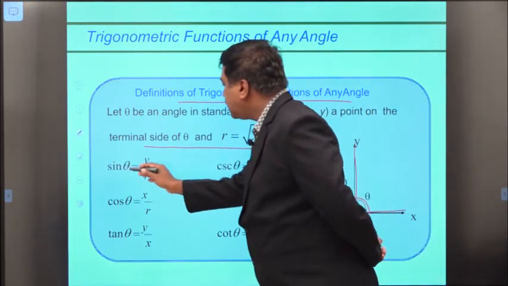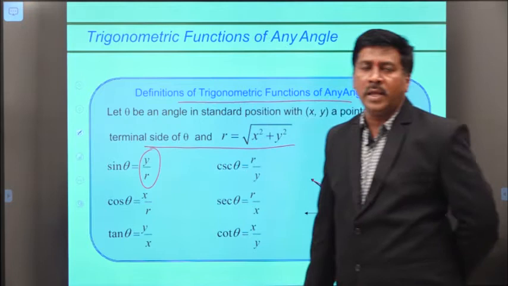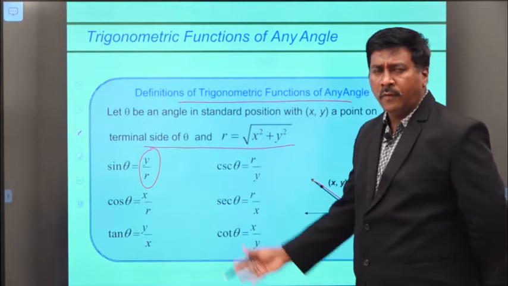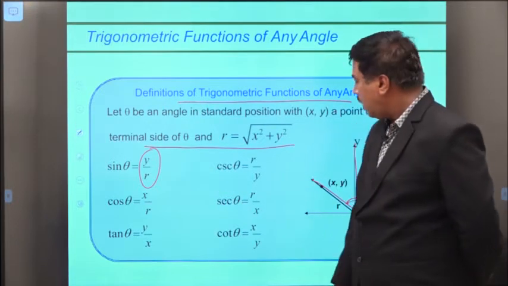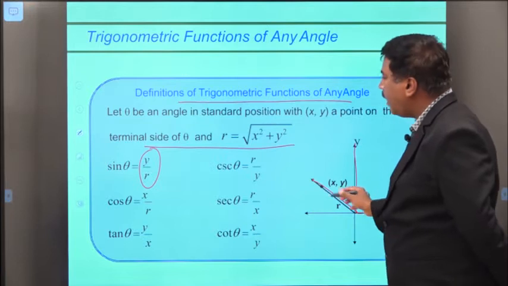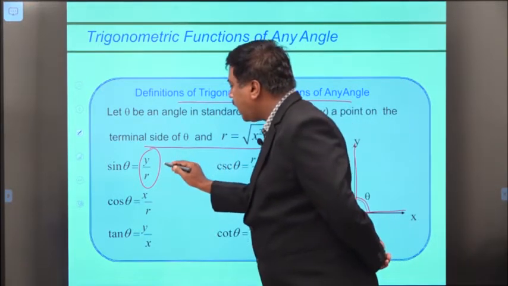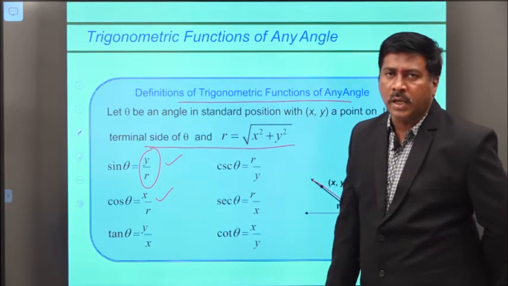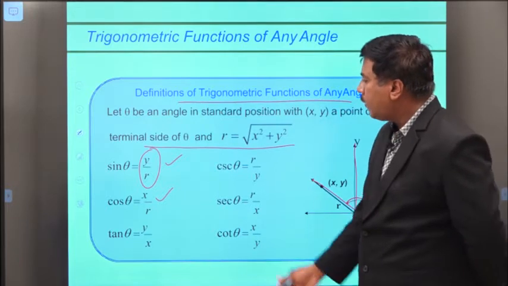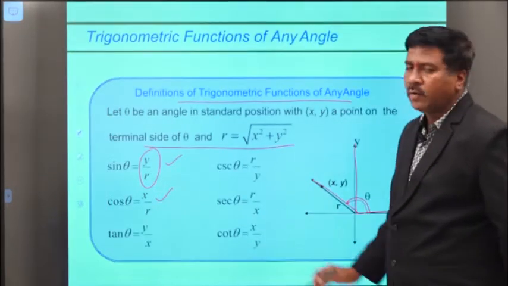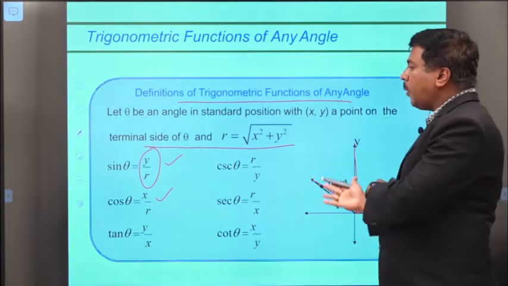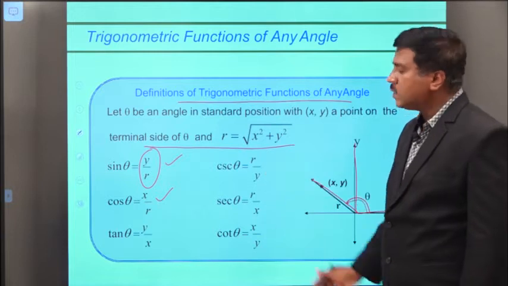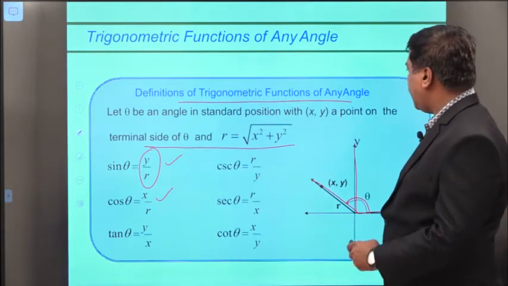Therefore, sin theta is equal to y by r, because the formula for sin is opposite side by hypotenuse. Every time you have to consider the hypotenuse to be r. Therefore, the y coordinate value is there, so sin theta equals y by r. And cos theta is equal to x by r, because the formula for cos theta is adjacent side by hypotenuse. And tan theta is equal to y by x. The reciprocals of sin theta, cos theta and tan theta automatically give the values for cosecant theta, secant theta and cot theta.